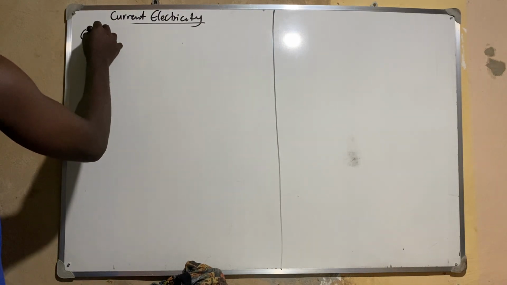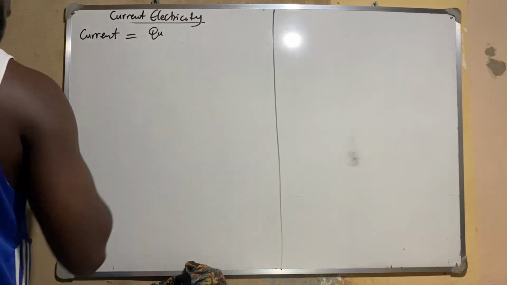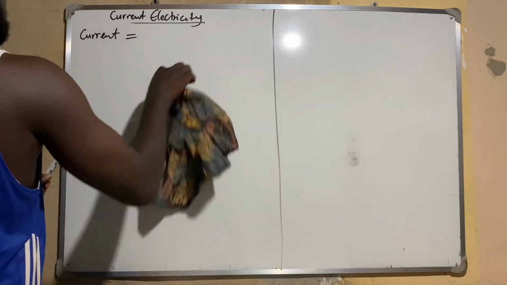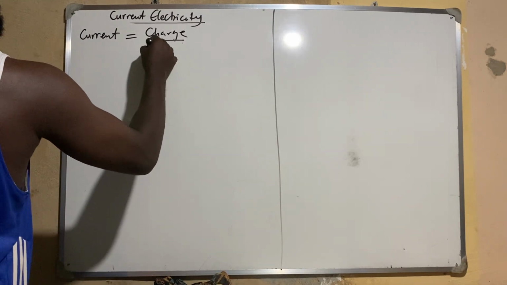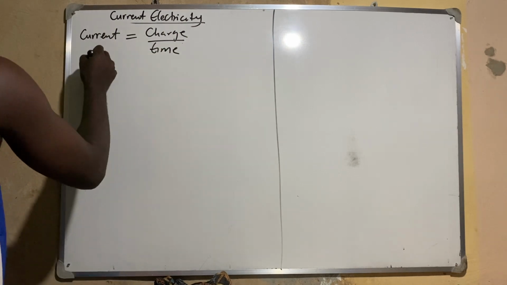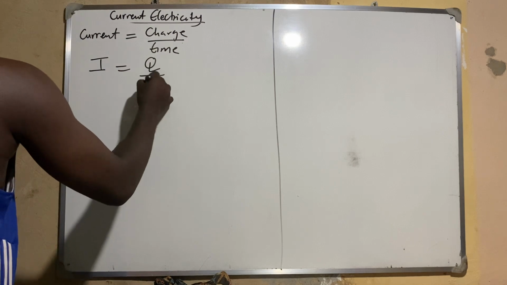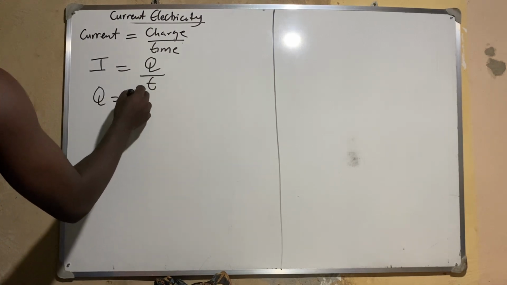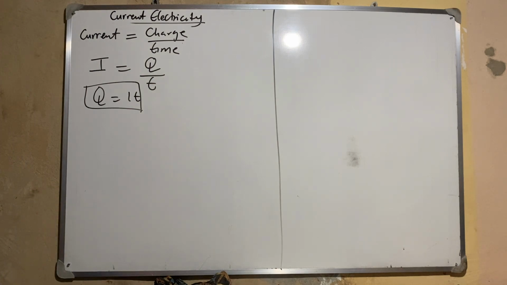So current is equal to charge over time. We represent current as I and charge as Q over T. So we have that Q is equal to IT. This formula is very, very important. Q is equal to IT.